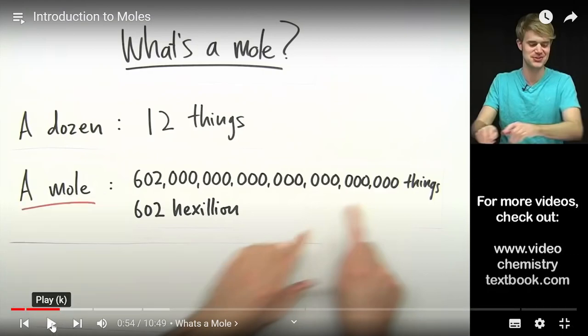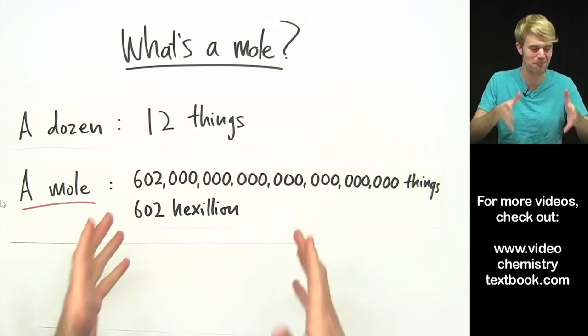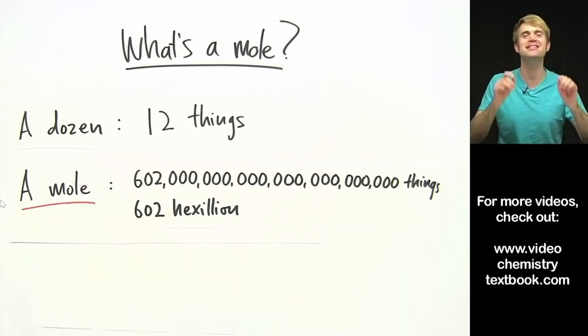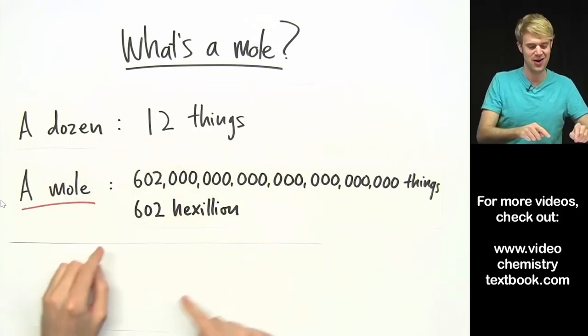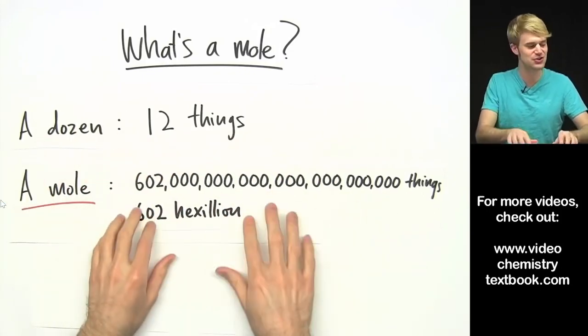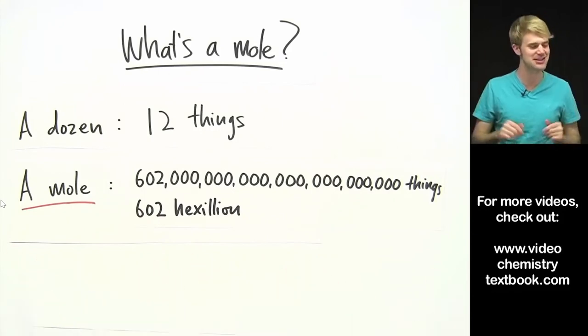Are we ready? Are we counting our zeros? Okay. 602 hexillion things. So a mole, like a dozen, is a name for a certain number of things. There are 12 things in a dozen. There are 602 hexillion things in a mole. This is a gigantic number.